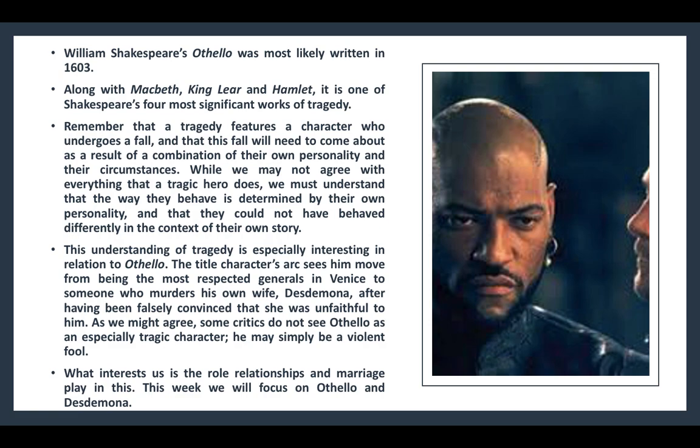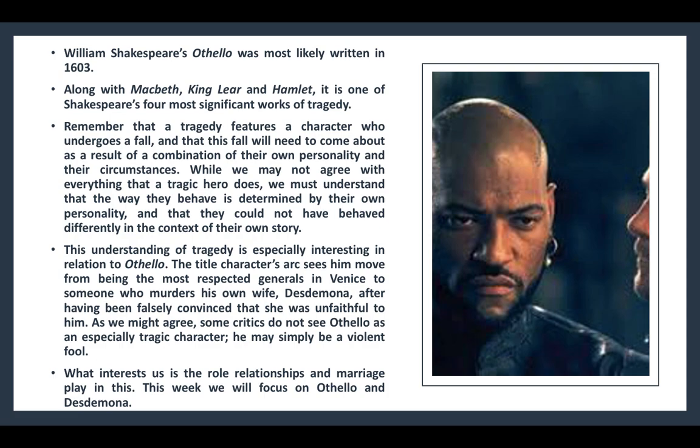And in order for a person to be a tragic hero or tragic heroine, we have to understand that the way that they behave comes about as a result of who they are as a person. And although we might not agree with what they do, we have to understand that they were not able to behave differently. So something about their personality meant that they had to behave in the way that they behaved, even if we might think that the way that they behaved was crazy.